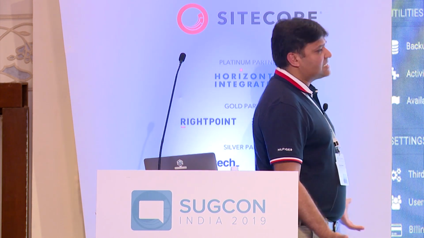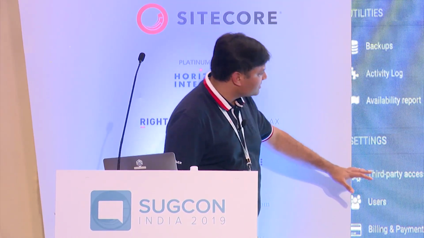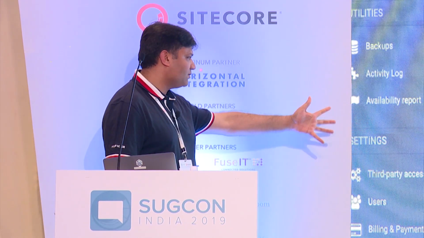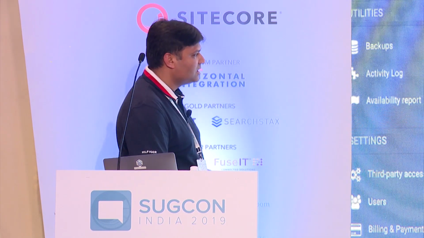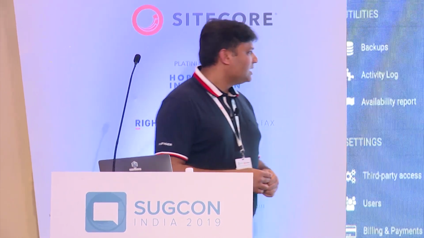So SearchStax is a SaaS offering. So this is a dashboard. A lot of customers use it for managing their Solr deployments. What it is showing is essentially, I have right now 4 deployments running. Some of them are running on AWS, some on Azure. Some are running in the North Virginia data center, and one of them is running in the California data center.